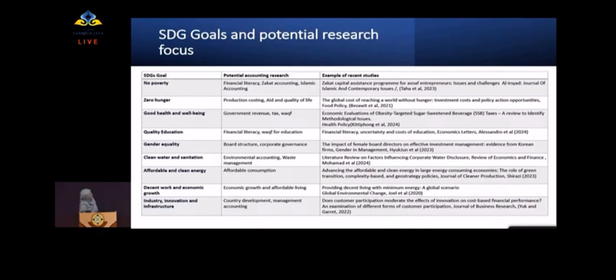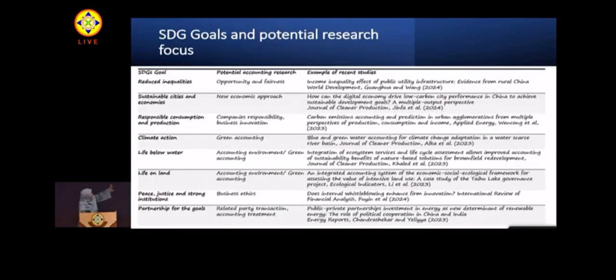That is actually the title of my recent research, Zakat Capital Assistance Program for Asnaf Entrepreneur, Issues and Challenges, which was published in 2023. If you refer to here, there is actually a lot of accounting research. I'm not talking about green accounting yet, this is accounting research, so we can contribute together to achieve the SDG goals. As academics, we can.